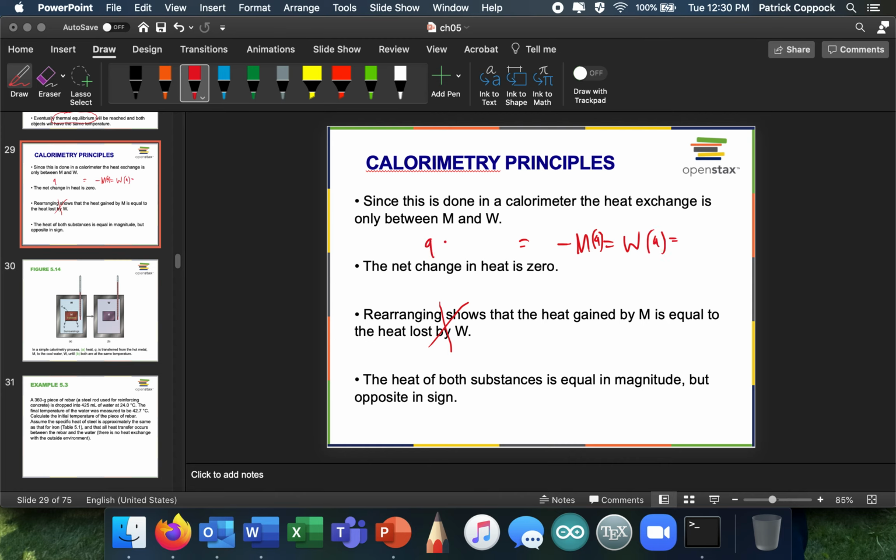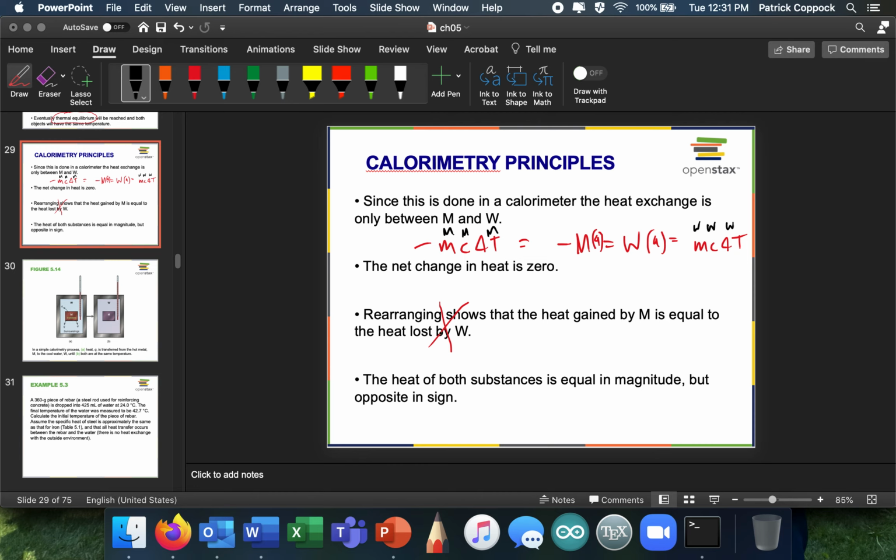This is going to be Q equals MC delta T, right? That's how much the metal loses, MC delta T. And here is how much the water gains in heat, right? So this is the mass of the metal, of course. Here's the mass of the metal, the heat capacity of the metal, and the change in temperature of the metal, right? And here's the mass of the water and the heat capacity of the water and the temperature change of the water, right?